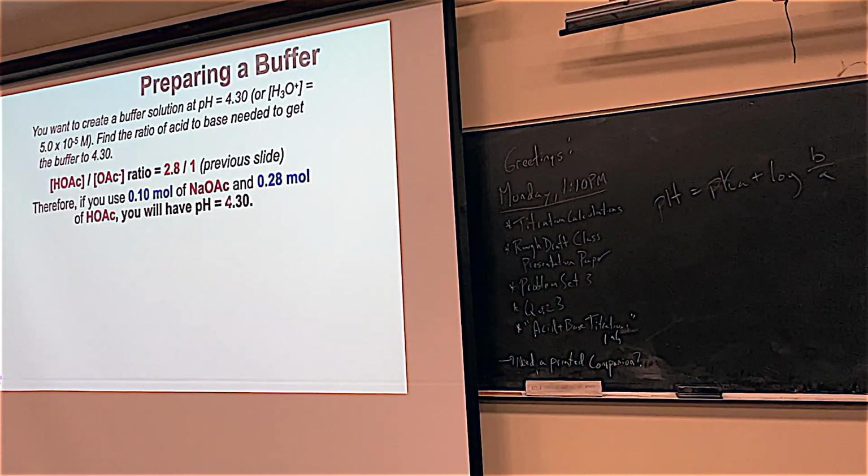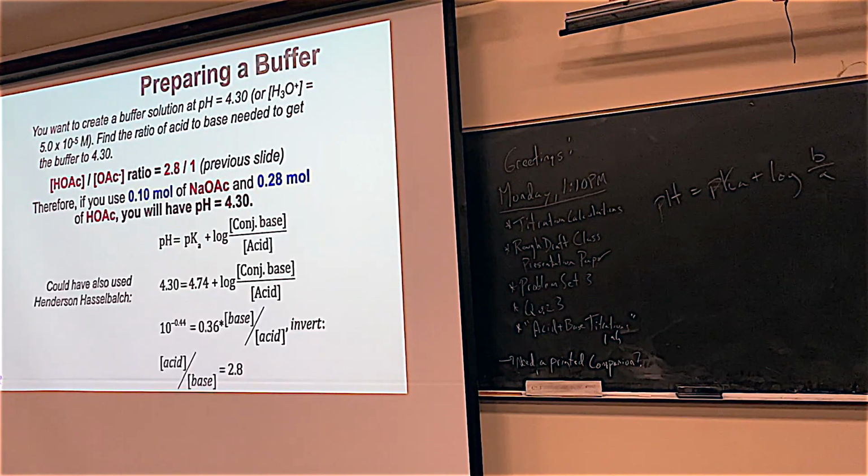And let's say that we have 0.1 moles of the base, which is the sodium acetate. We want then 2.8 times this number. So 2.8 times this is 0.28. That's how many moles of the acid we want. And if we do that, we should get our desired pH of 4.3.